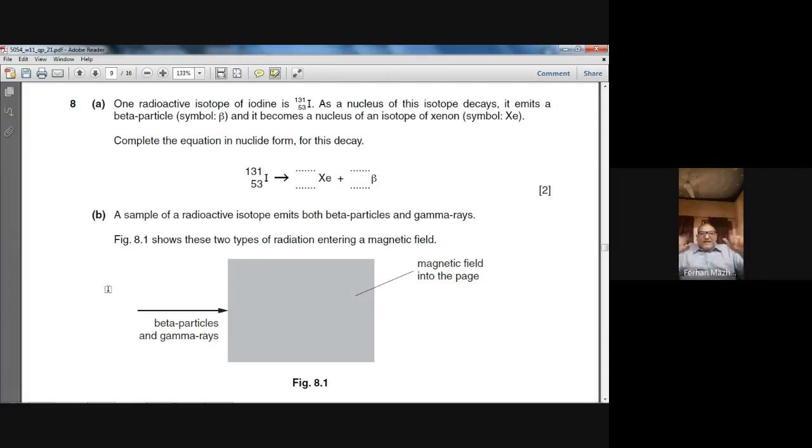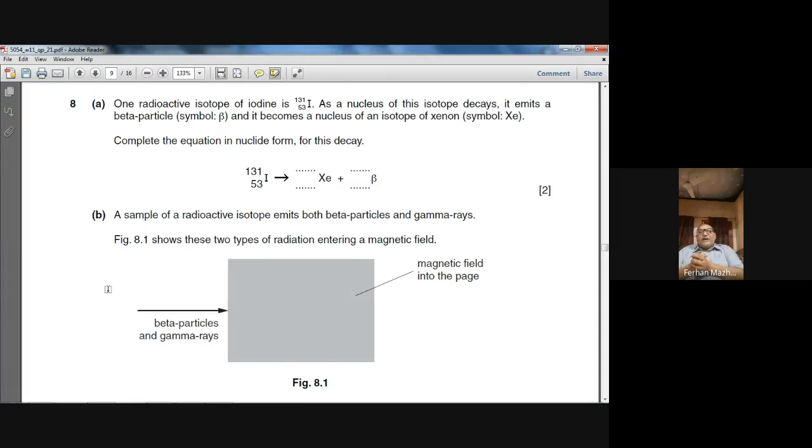Whenever a beta particle is given out, the daughter nucleus proton number will be one more than the proton number of the parent nucleus. So for the xenon downstairs you will write 54. When the beta decay happens, the mass number does not change. There is no change in the mass number. So the mass number of the xenon will be 131. The proton number will become 54 and the mass number will still be 131.